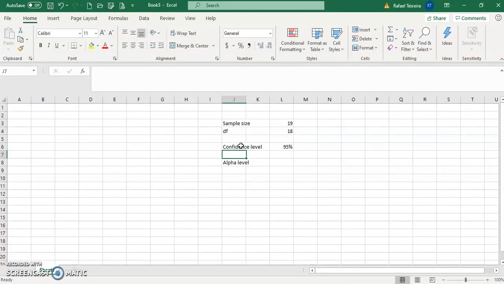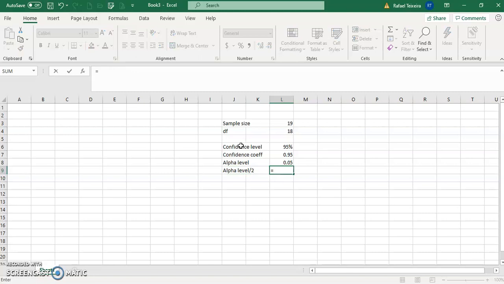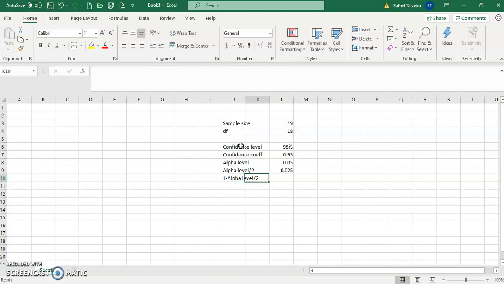95%. The confidence coefficient is 0.95. And then the alpha level is going to be 1 minus the confidence coefficient. Then the alpha level divided by 2. Remember, we divide the alpha level by 2 because the distribution has 2 tails. That's the reason we divide. So we get this number divided by 2. And then we subtract 1 minus alpha level divided by 2, which is equal to 1 minus this number here.